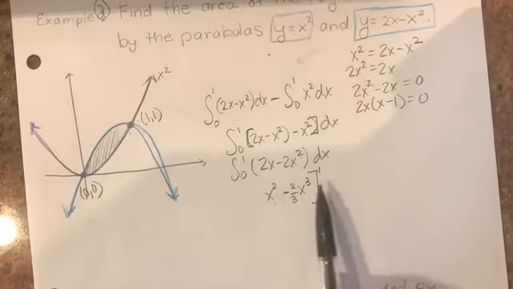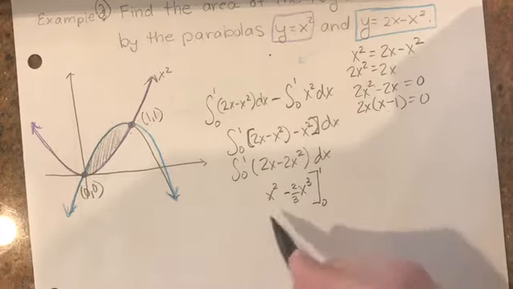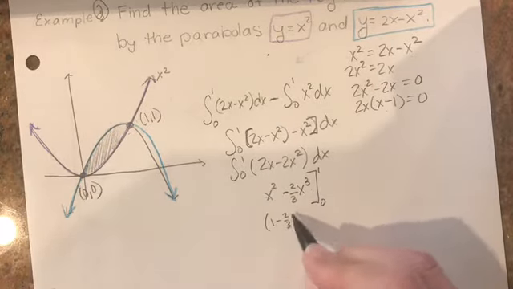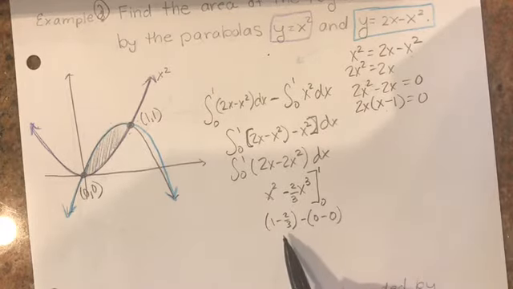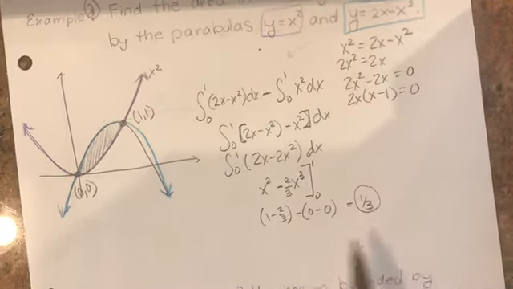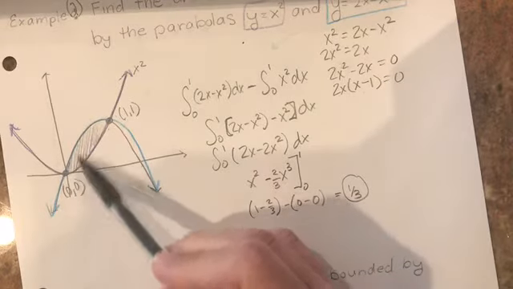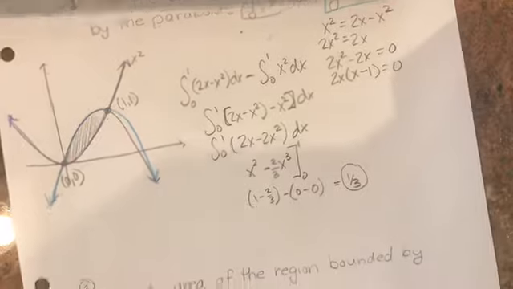Okay, so let's first plug in a 1. If you plug in a 1 here, you're going to have 1 minus 2/3 times 1. So 1 minus 2/3 minus 0 minus 0. So 1 minus 2/3 is 1/3. So it's just 1/3 of a unit. I know this is really zoomed in, it is shaded right there.